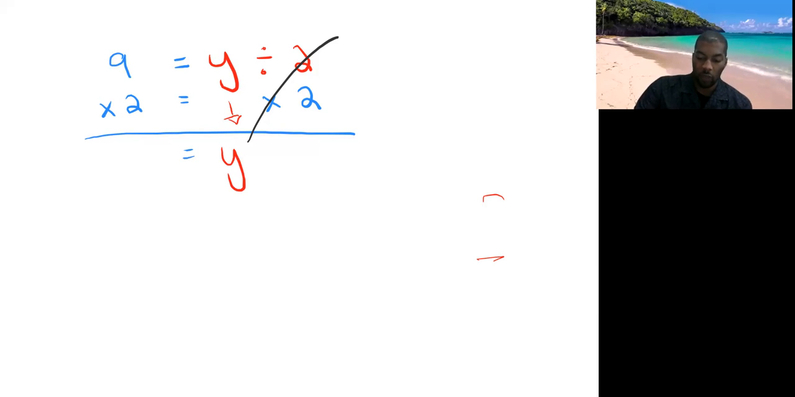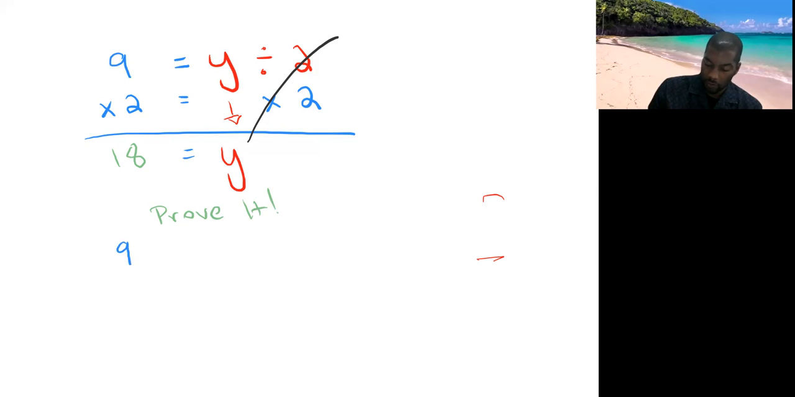Now all I have to do is solve 9 times 2. 9 times 2 is 18. So I think that my y value is worth 18 because it says y is equal to 18. Now all I have to do is prove it. How do I prove it? Well, first I rewrite the original equation.